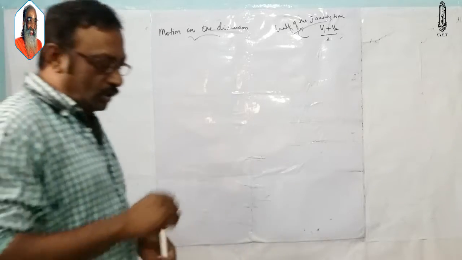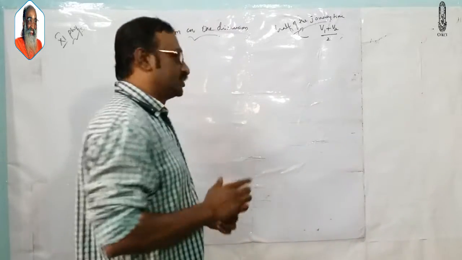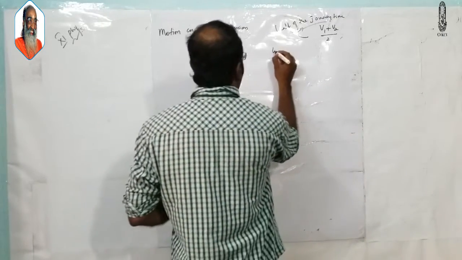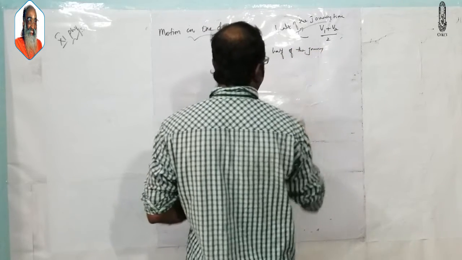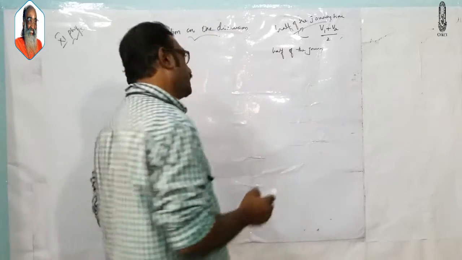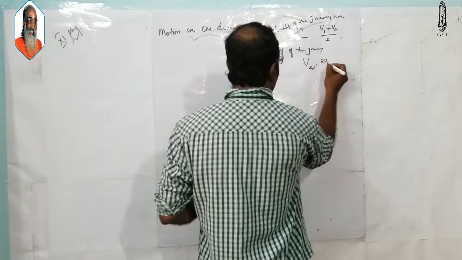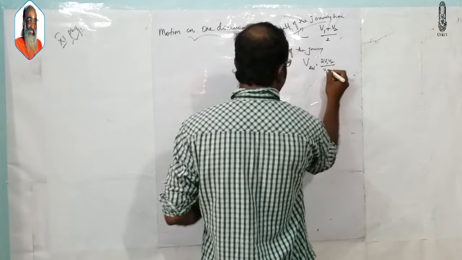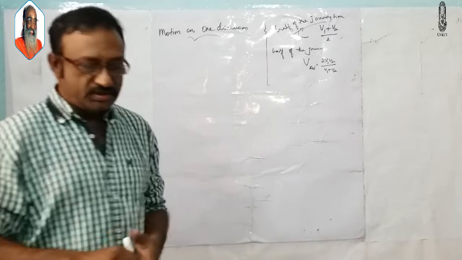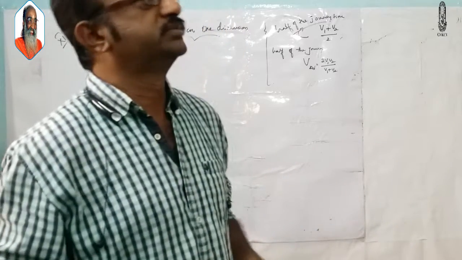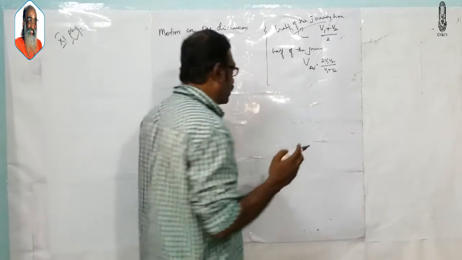And if the body moves half of the distance with velocity v1 and half with velocity v2, then the average velocity is 2v1v2 by (v1 plus v2). Okay, this we have learned, and hope this is in your brain, right? And then we talked about instantaneous velocity, and just remember the formula for it.